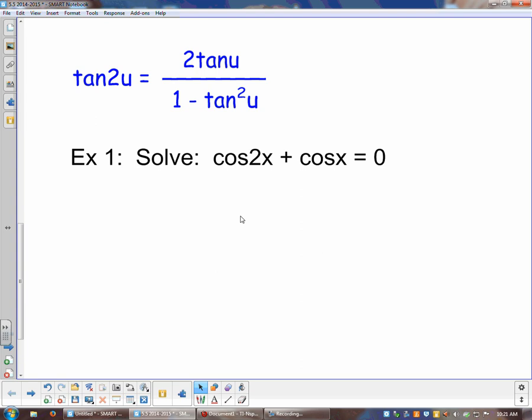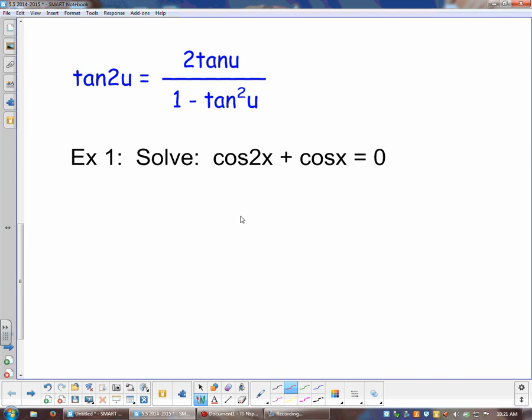Okay, so if we are going to solve cosine of 2x plus cosine x, can we use a formula for cosine 2x? Yes. Which formula out of the 3 do you think would be handiest to use? The second one. Why the second one, Alex? Because it has only cosine.